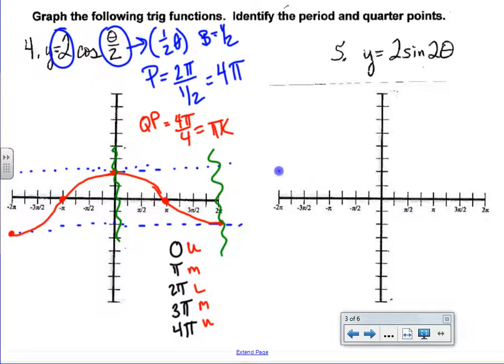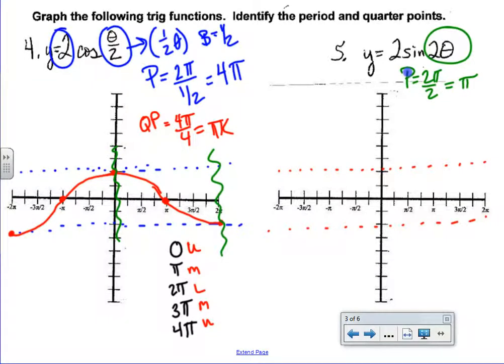Same thing on 5 for the amplitude. Sorry, 2's. And then the b value is a 2, so the period, instead of 2 pi, is 2 pi over 2, which is just going to be pi.